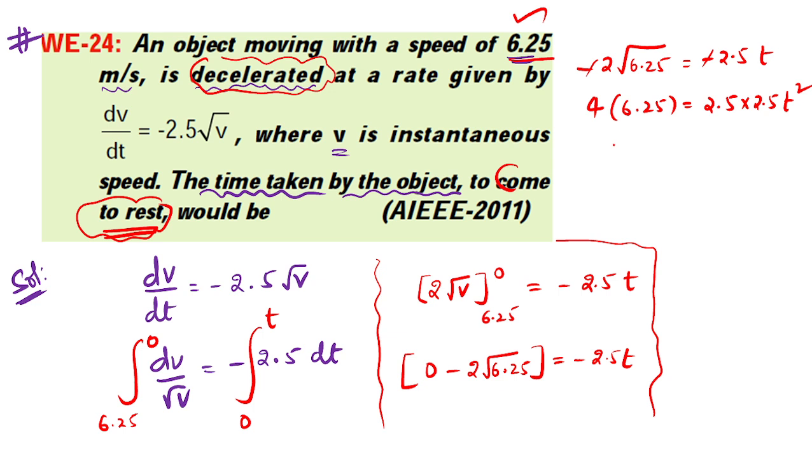Now cancel it. 2.5 into 2.5, what is the answer? Can I cancel them? Yes or no, right? What is the answer for t now? 2 seconds.